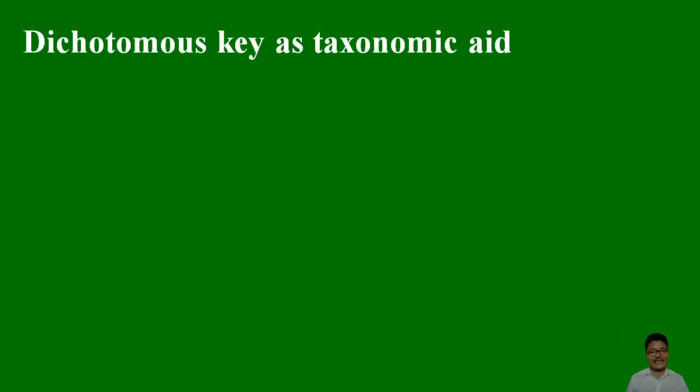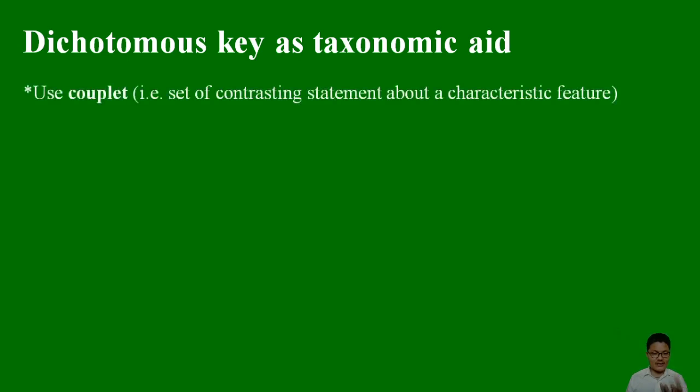Dichotomous key as taxonomic aids. So dichotomous, di here refers to two. So dichotomous here refers to couplet. So it uses couplet. Couplet here refers to a set of contrasting statements about a characteristic feature. We have two statements, one is contrasting, one is acceptable.